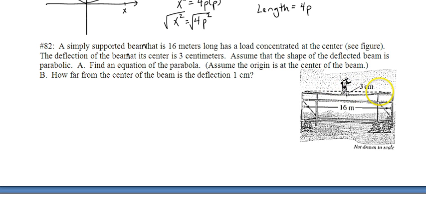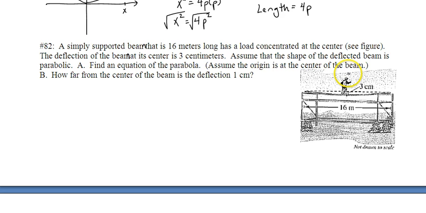So, you know, if it were just a beam, it should be a straight line. But our load, our heavy guy, is pushing it down 3 centimeters. One bad thing, we don't like combining meters and centimeters here, but we'll deal with that. And assume that the shape of the deflected beam, oh good, I'm back on track, it's a beam now, is parabolic. So we have a parabola here. First of all, find the equation of the parabola, and assume that the origin is at the center of the beam. And usually you're going to do that.